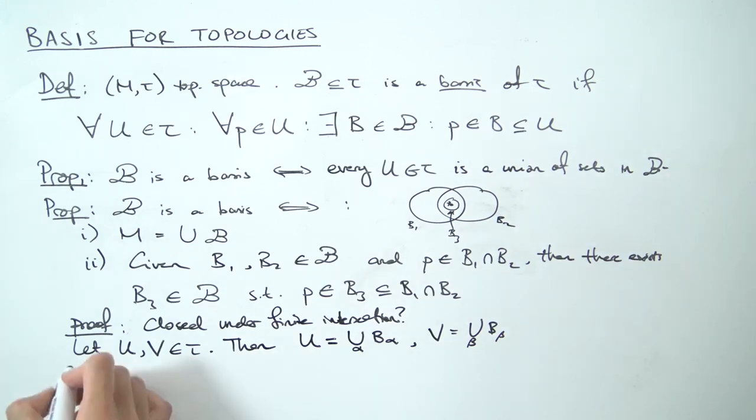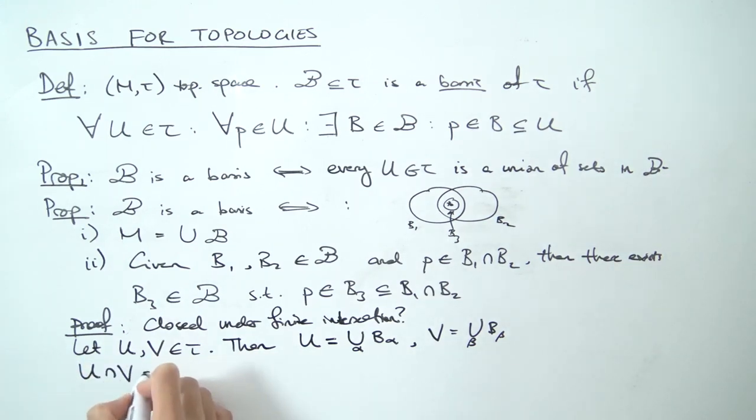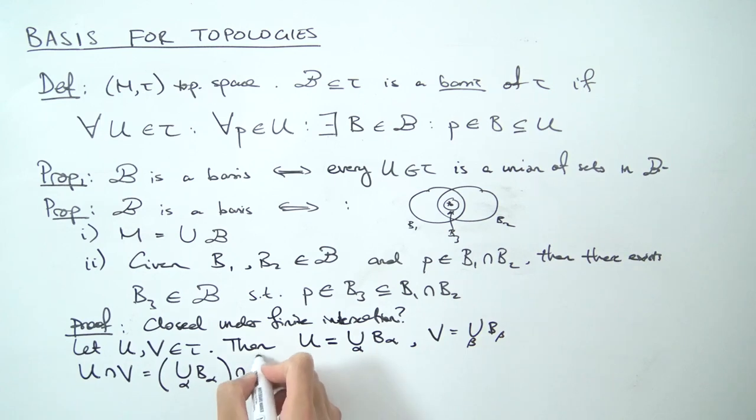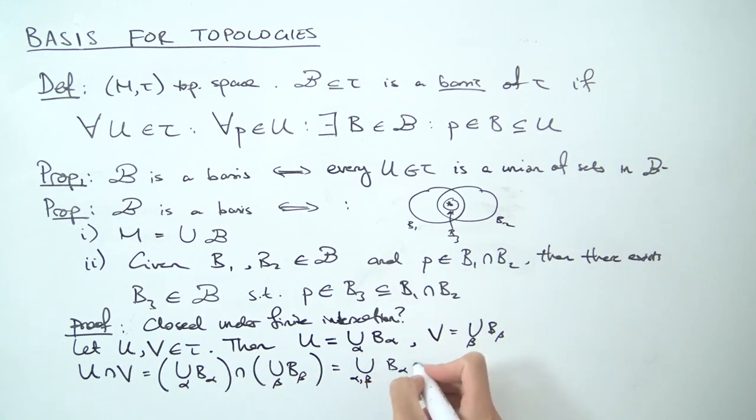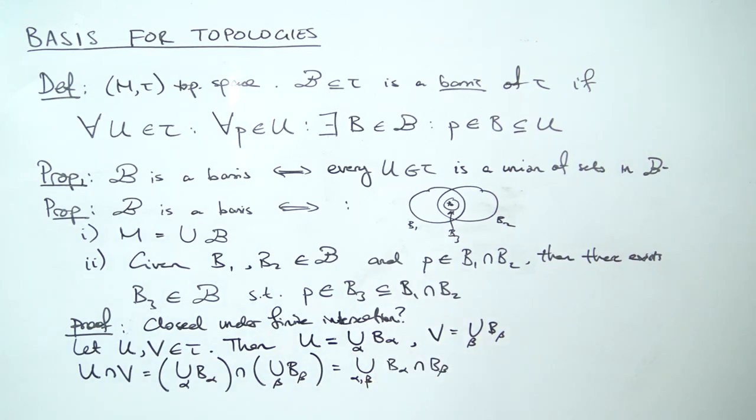So let's go ahead and take the intersection. U intersect V, what is that going to be? Well, we're going to have the union over alpha of B alpha, intersect with the union over beta of B beta. And what is that going to be? Well, we're going to distribute this intersection into these unions a little bit. It might be a bit hand wavy, but I think it's something you can check. I think it's De Morgan's law or something. I might be wrong. But essentially, this just becomes one big union over both alpha and beta of B alpha intersect B beta.